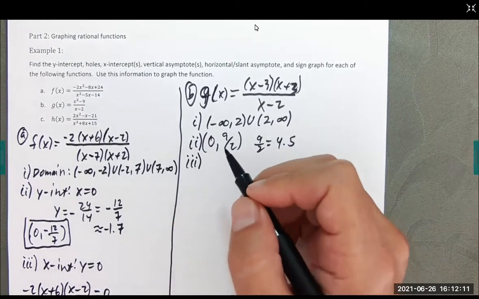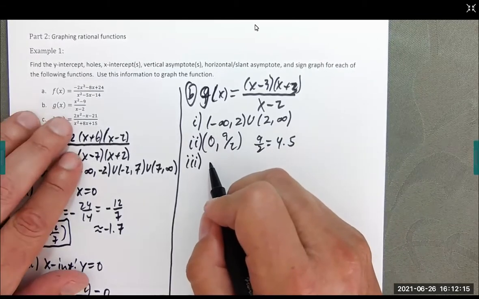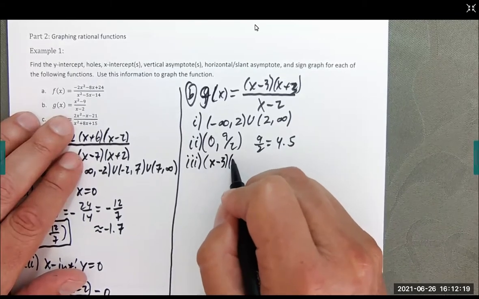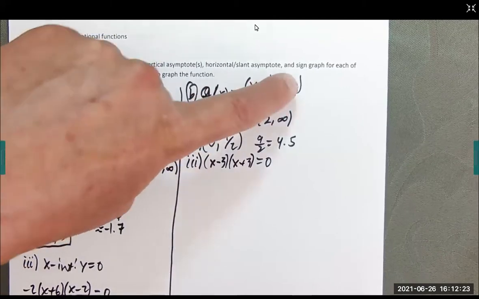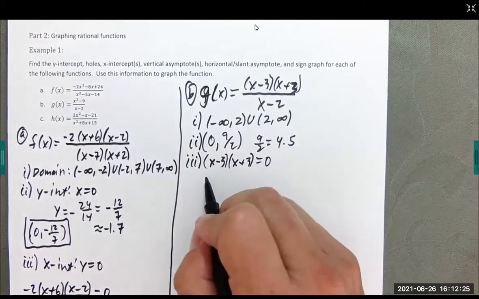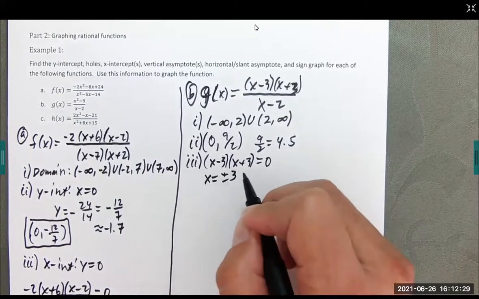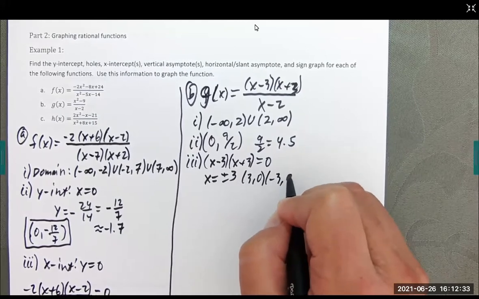Next up are the x-intercepts. That's when y equals 0. So if I have x minus 3, x plus 3 equals 0, as I mentioned before, we just want to know where the numerator is equal to 0. So it looks like we're getting x-intercepts at plus and minus 3. So 3, 0 and -3, 0.